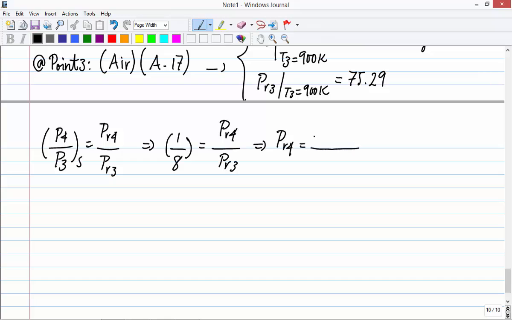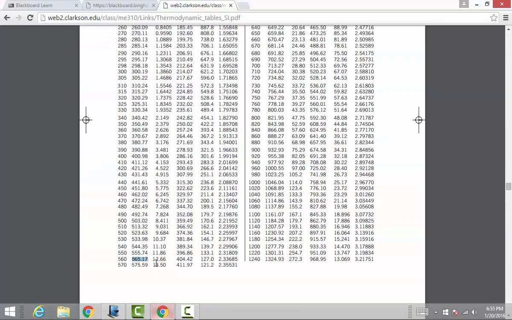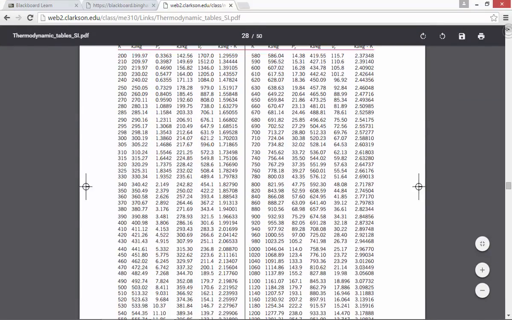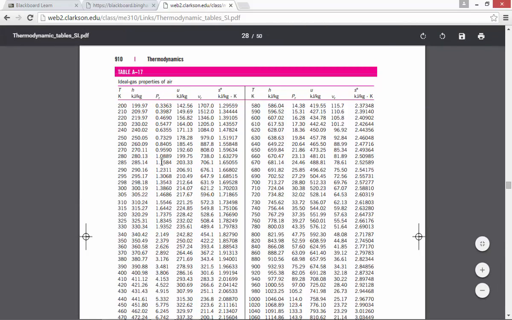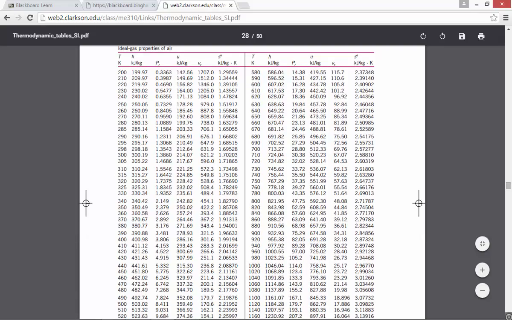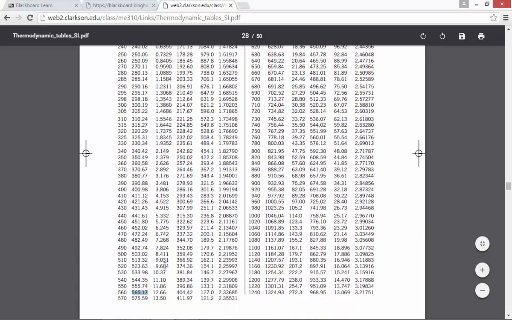which is 9.411. So PR is about 9.4. Keep it in mind. Here in this column, 9.4 is not there exactly, it's between these two values.